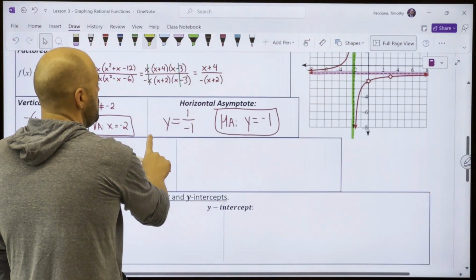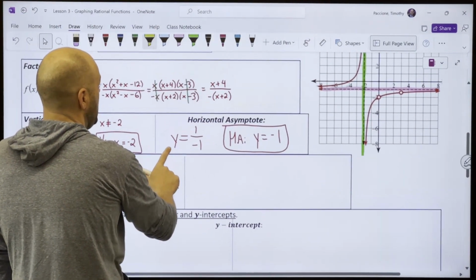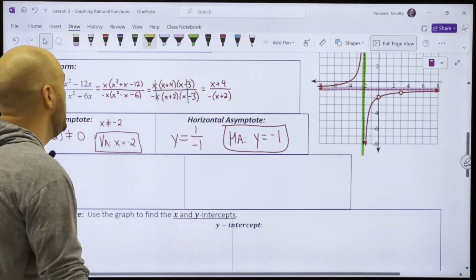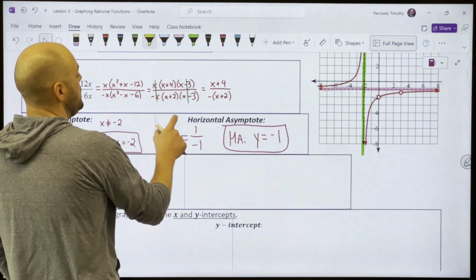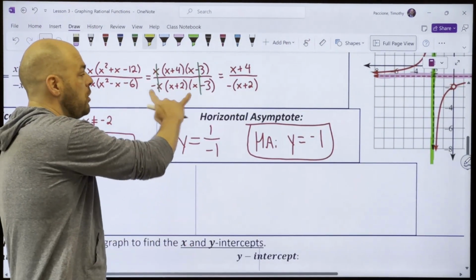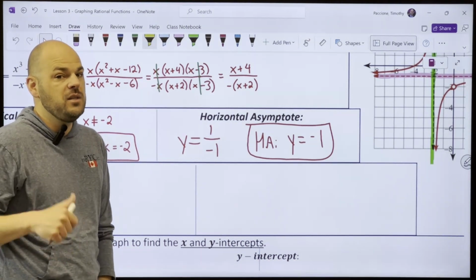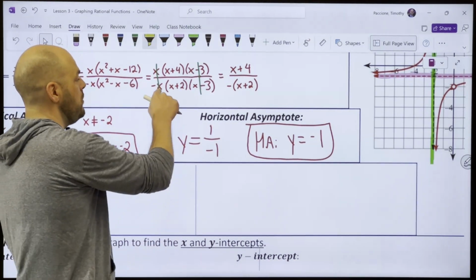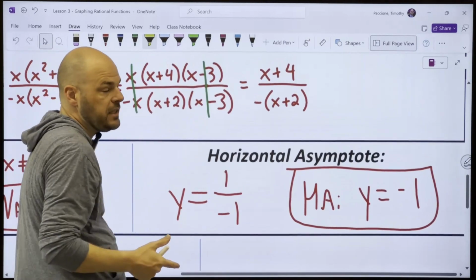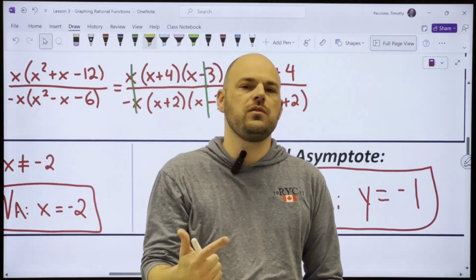There are two boxes here because there's going to end up being two holes. Cheating a little bit to look ahead, but how would I know that there's going to be two holes? Well, two things cancel. Your holes occur at the undefined values that cancel out. So that and that. Now, why do we have holes there? Well, because they still were part of the function.